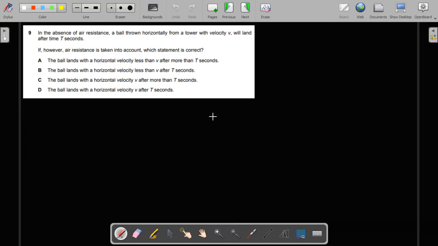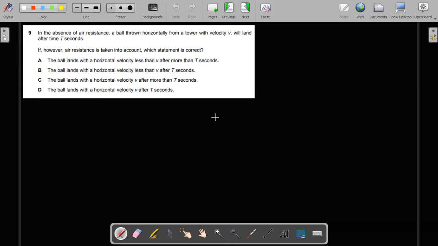Question 9. In the absence of air resistance, a ball thrown horizontally from a tower with velocity v will land after time t seconds. If, however, air resistance is taken into account, which statement is correct? First of all, we know that air resistance force is always opposite to the motion. So time taken will be more than t.